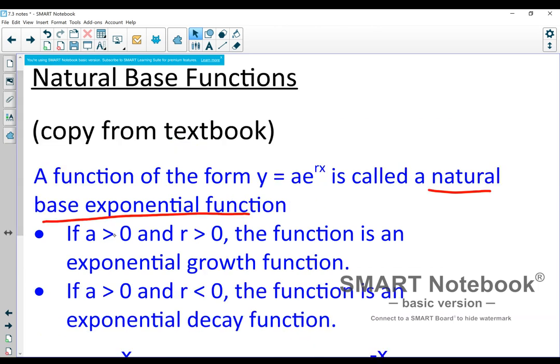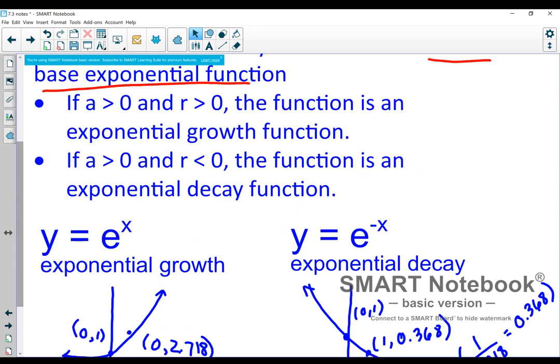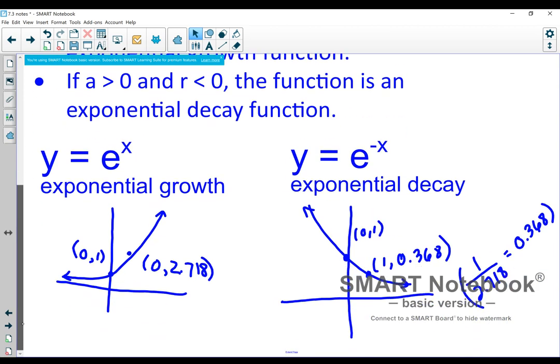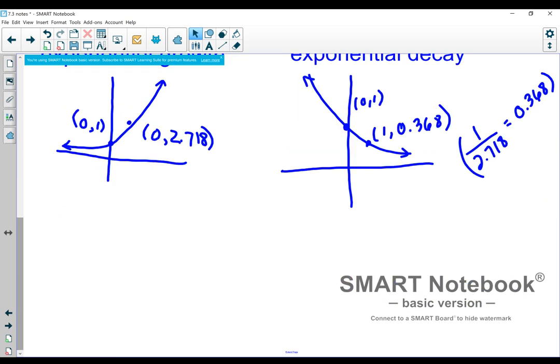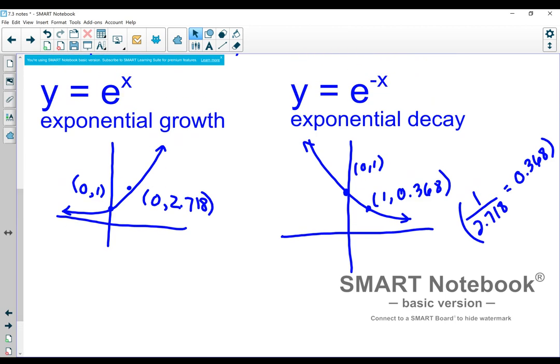And then we have some information here. If a is greater than 0 and r is greater than 0, we have growth. If a is greater than 0 and r is less than 0, we have decay. And then I just quickly drew some diagrams here to show what it would look like if we had e to the x power. So if I'm doing e to the x power and I'm showing growth, when x is 0, e to the 0 power is 1. And then if my x is 1, e to the 1st power would just be that number, 2.718. So it would look like that.